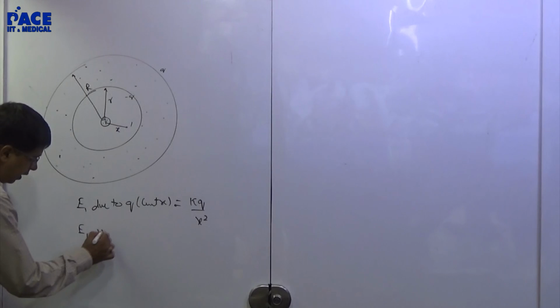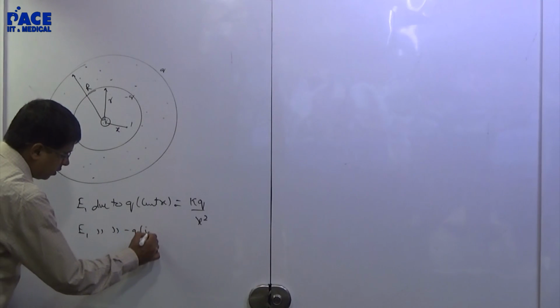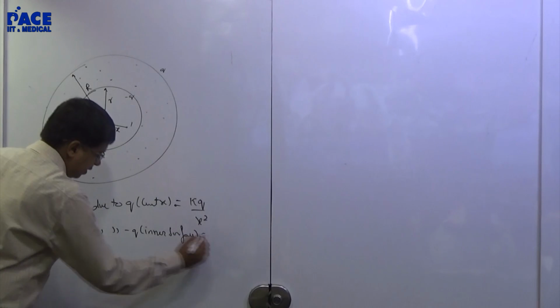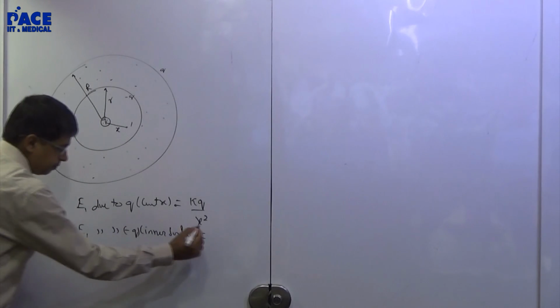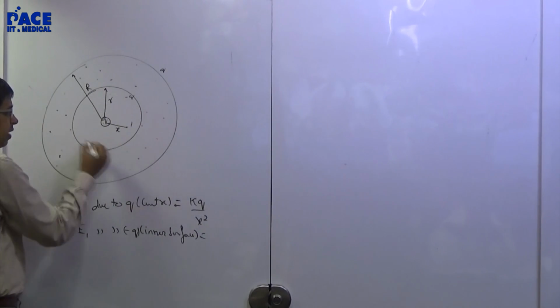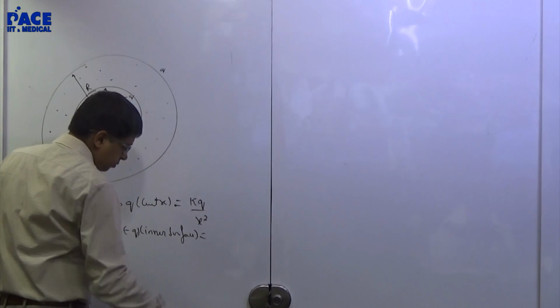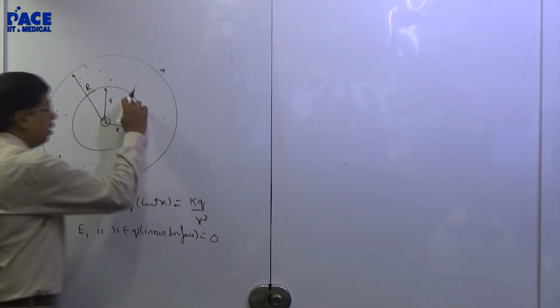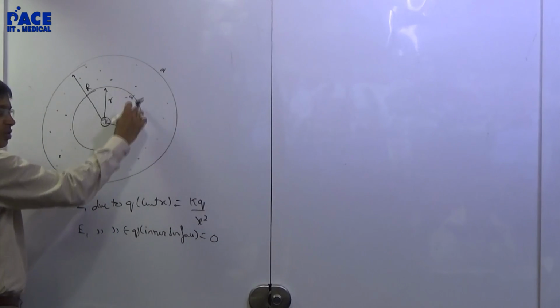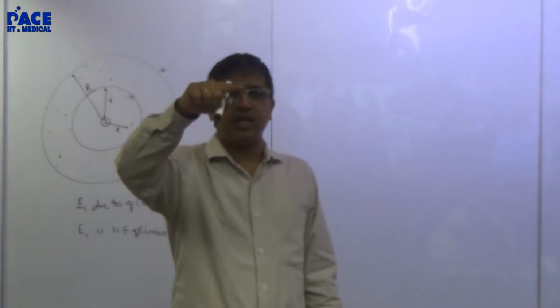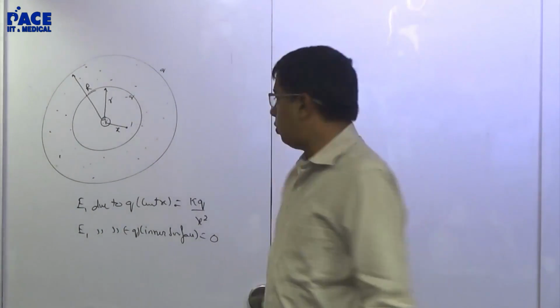Field at 1 due to minus Q on the inner surface. Can somebody tell me the answer? Because of this minus Q, what will be the field at 1? It will be 0. The charge will be uniformly distributed. If a spherical charge distribution is uniform, the field inside will be 0.